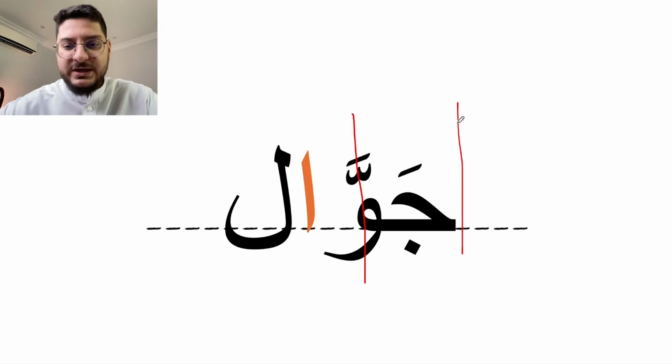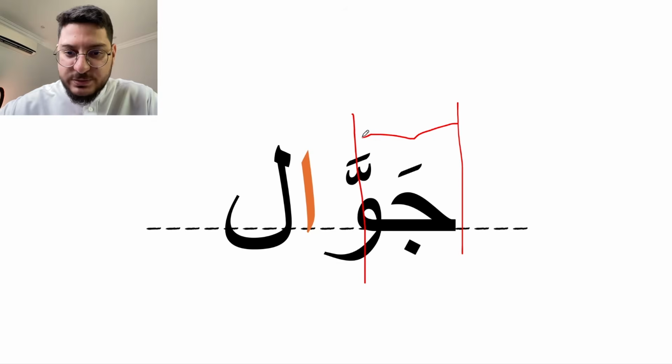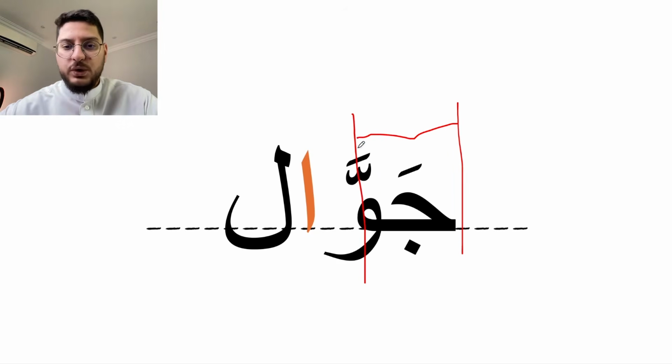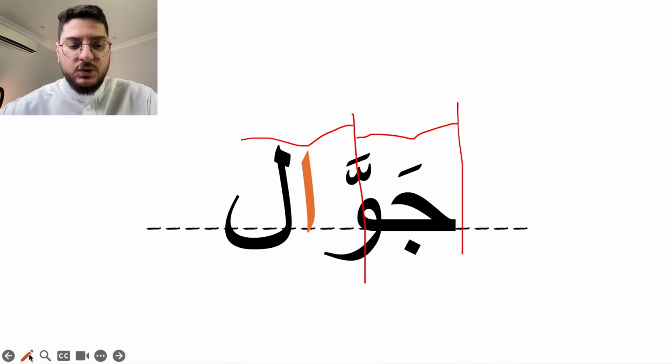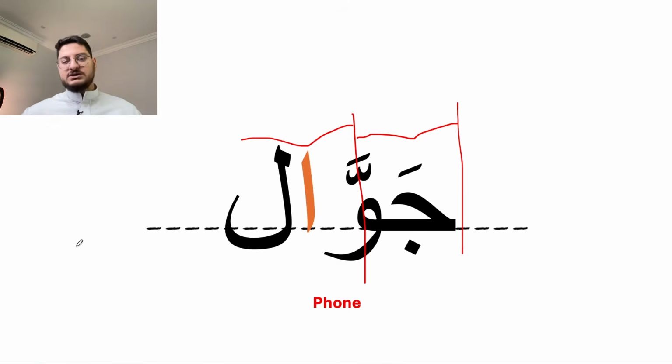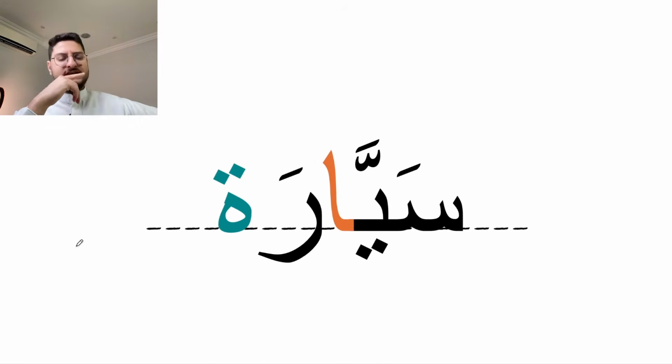So the first syllable would be ja, but I also need to pronounce the u, right? So it would be jow, jow. The second syllable would be starting with wa, wal, and the wa is twice as long because of the alif. Wal, jawwal, and jawwal is a phone. Jawwal, jawwal. Let's look at one more example.